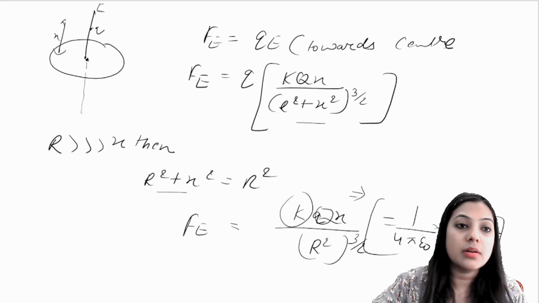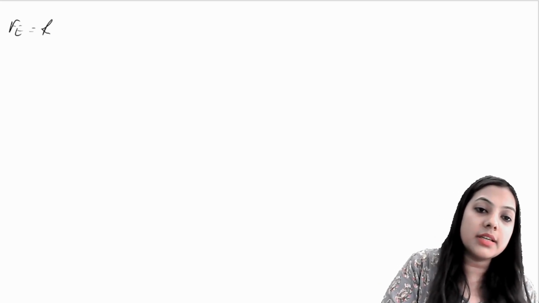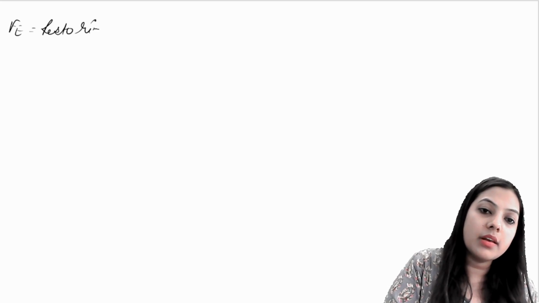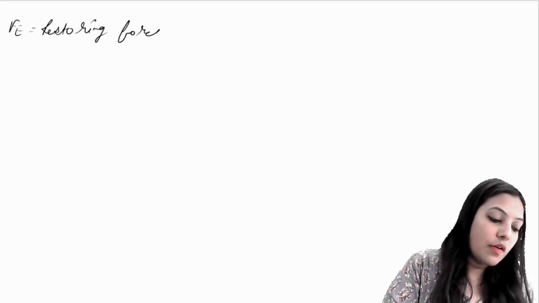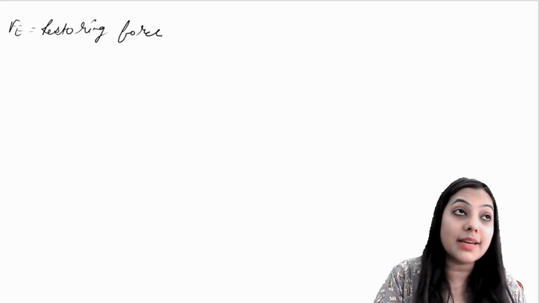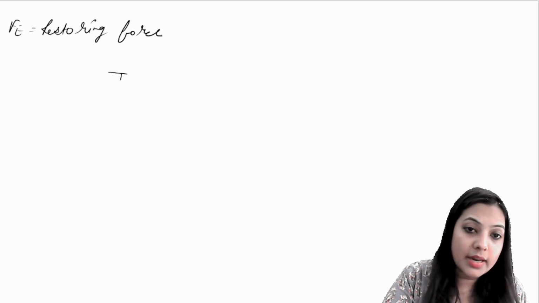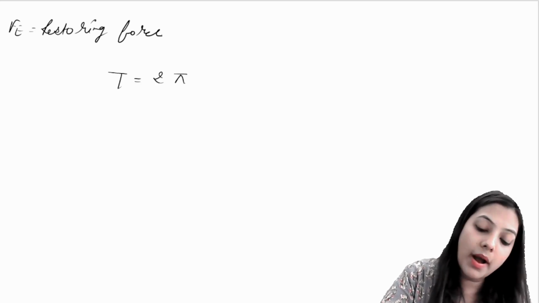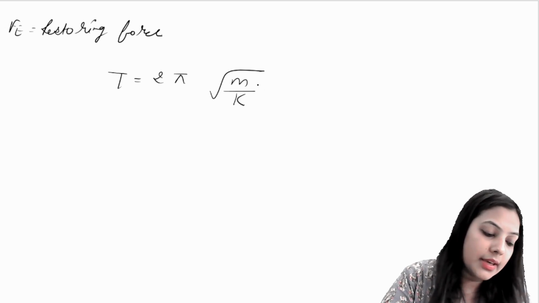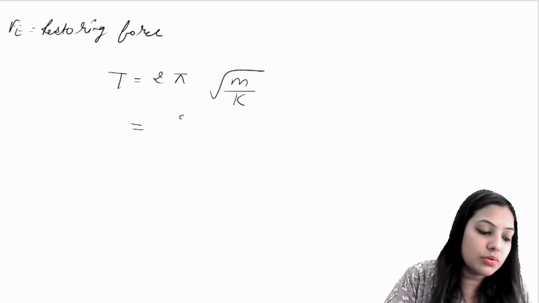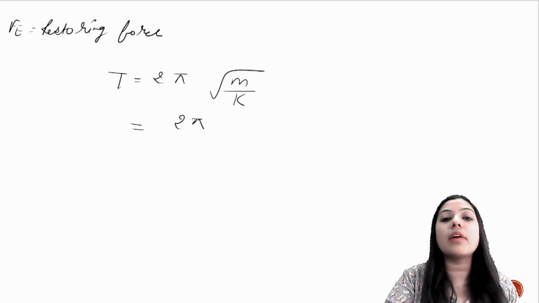On the next slide, what it is saying: since the restoring force, Fe, represents the restoring force, therefore the motion of the charged particle is in SHM. Motion of a charged particle in SHM is represented by T equals 2 pi root m by K, which is equal to 2 pi, and we know the value of K.